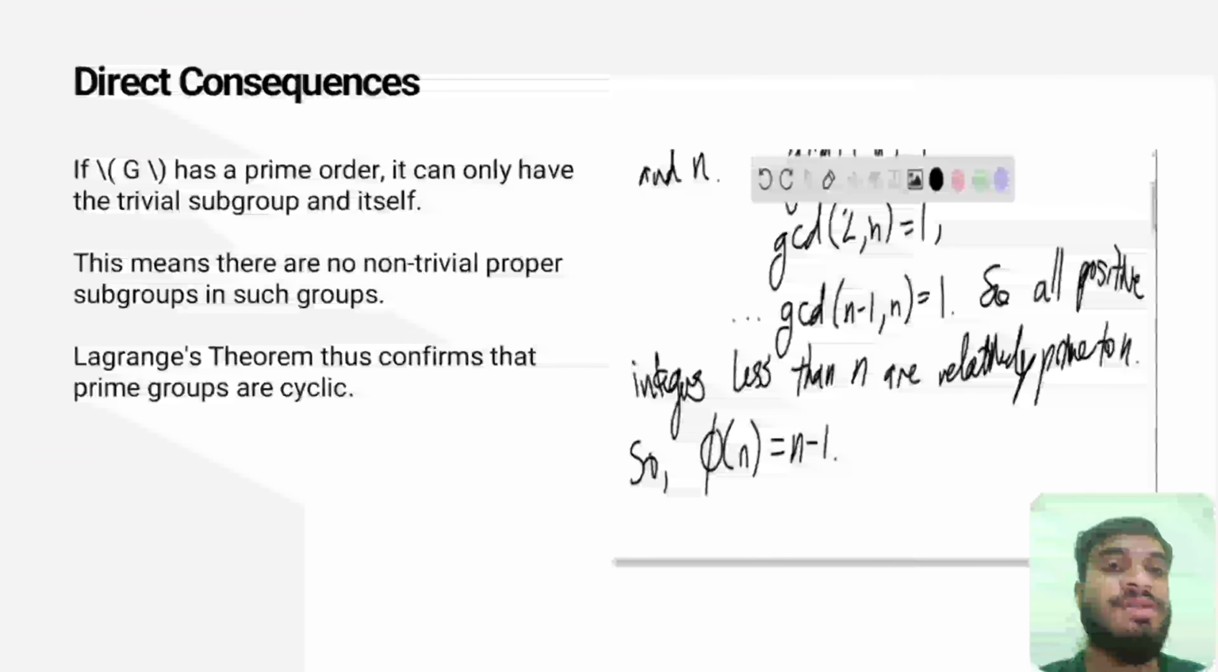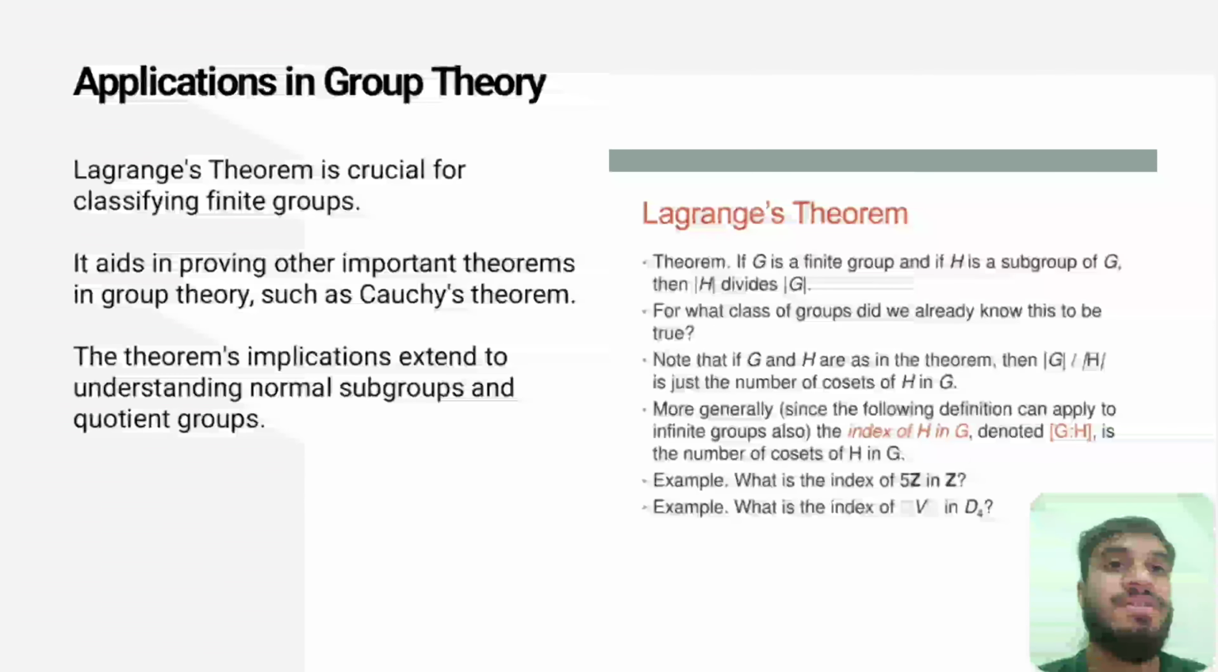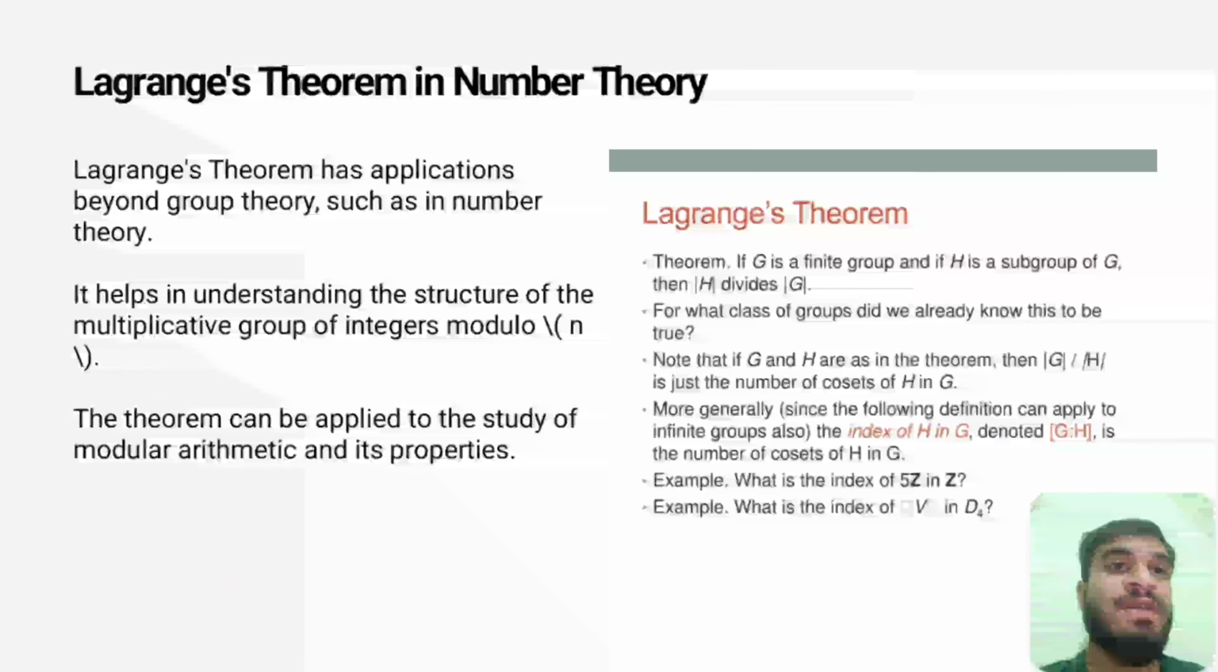Direct consequences. If G has prime order, it can only have the trivial subgroup and itself. This means there is no nontrivial proper subgroup in such groups. Application: Lagrange's theorem is crucial for finite groups. It aids in proving important theorems in group theory such as Cauchy's theorem. Lagrange's theorem in number theory: it has applications beyond group theory, such as in number theory. It helps in understanding the structure of the multiplicative group of integers modulo n.